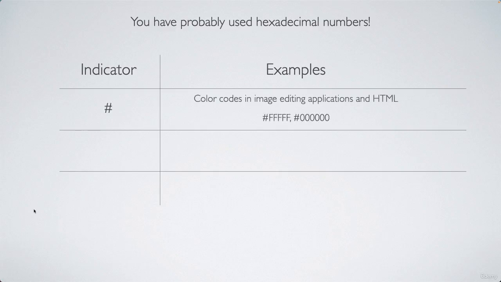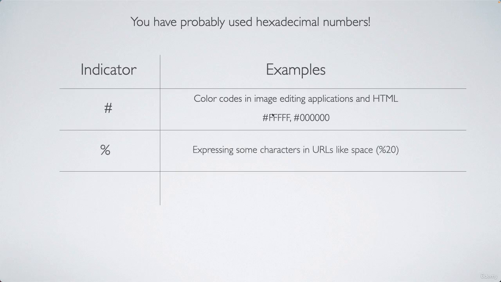Now, in the color codes in HTML or in CSS, if you have used them before, or even in Photoshop, this is what you would see. This is how we can represent a color. And again, this is just a binary number, but we're using hexadecimal to help us deal with that much better.